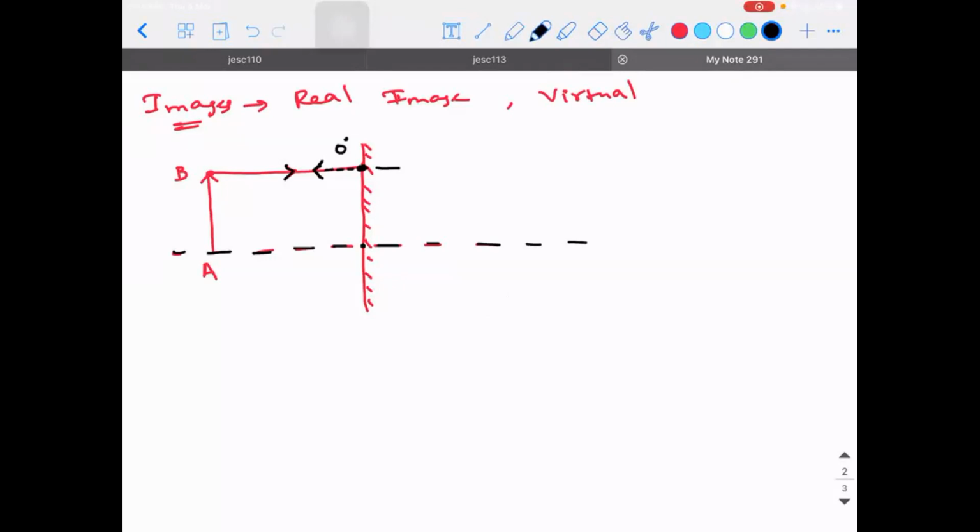Because principal axis has a definition. I can draw an imaginary line like this also, but I cannot call it a principal axis. Guys, I'll ask so many questions like this, okay? Please be careful.